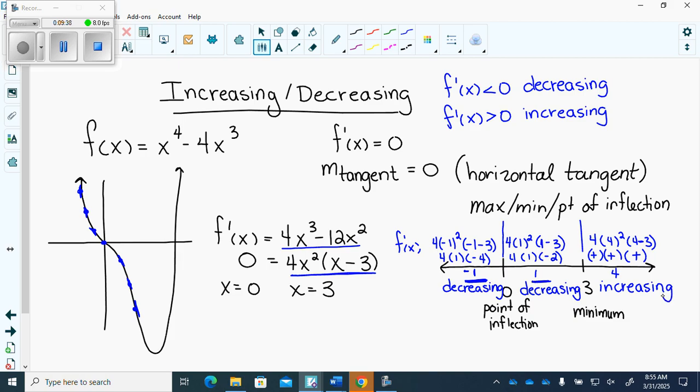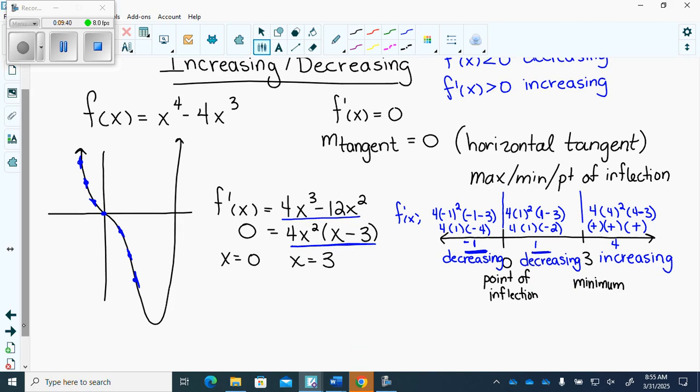So if it asks for the intervals of increase, decrease, we have them. Intervals of increase is from what to what? What's it increasing from? 3 to infinity. And we use round brackets because it's not increasing on 3. 3 is actually a minimum, right?